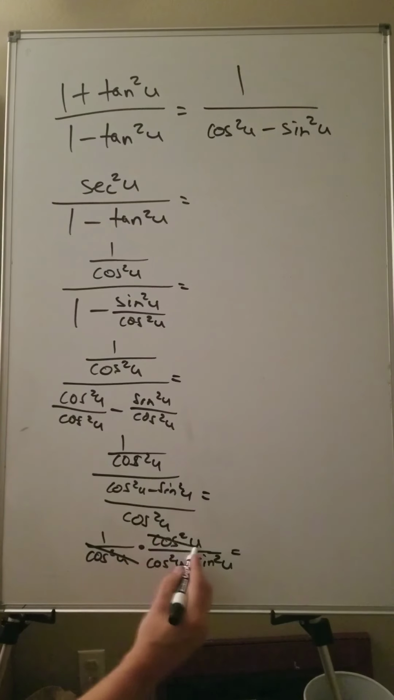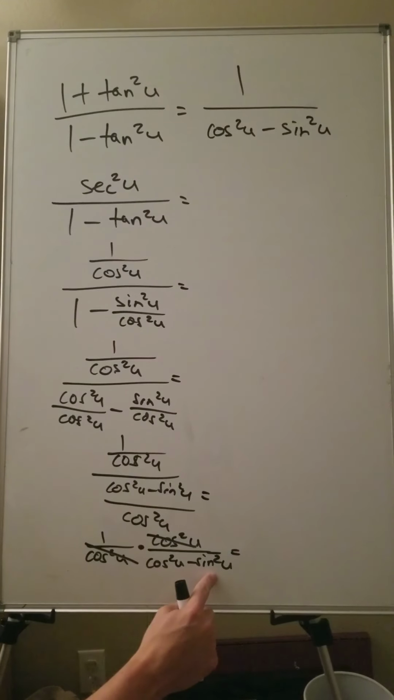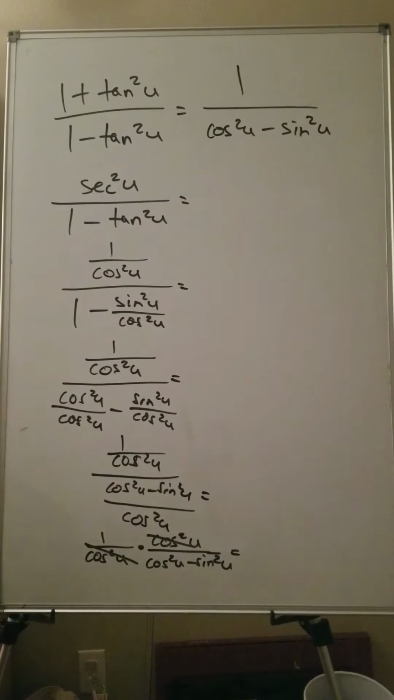And these factors cancel out. And what do I have left? I have 1 over cosine squared u minus sine squared u. That's what I was trying to get. So lucky us, right when I ran out of board space, that's when we also happened to run out of steps to do. Okay, so that's where I'm going to end this video.